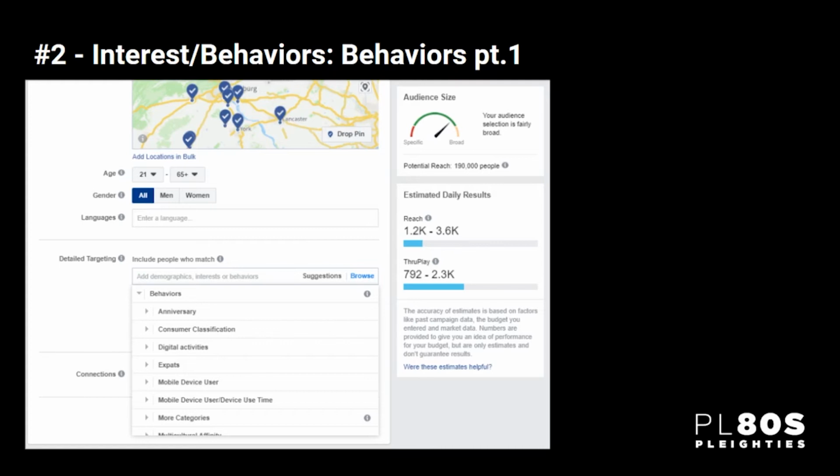Also, under that subset of detailed targeting, you have behaviors. You have anniversaries, consumer classifications, digital activities, expats, mobile device user, mobile devices, device use time, and more categories. Again, the one I want to call out in this instance, it's really interesting, is say you were a mobile app developer or you have an app that you're trying to market or advertise.